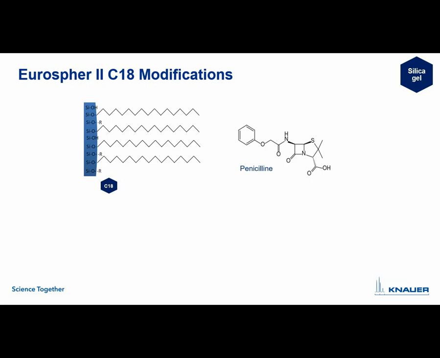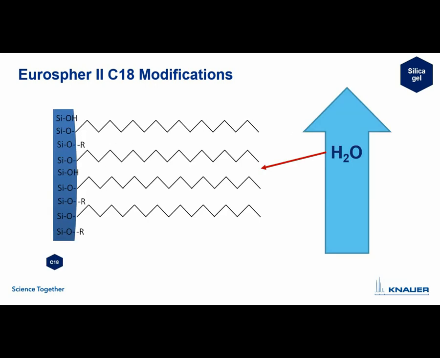No problem. If you have a molecule that is only soluble in pure water and you have a problem when you add organic content to it, you will have a problem on C18 phases. If you would try to use a classical C18 column with pure water as a mobile phase, what would happen?